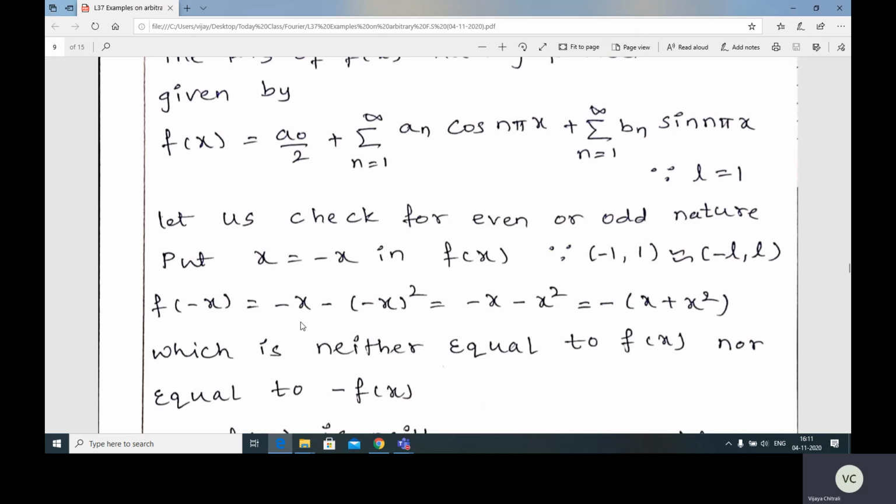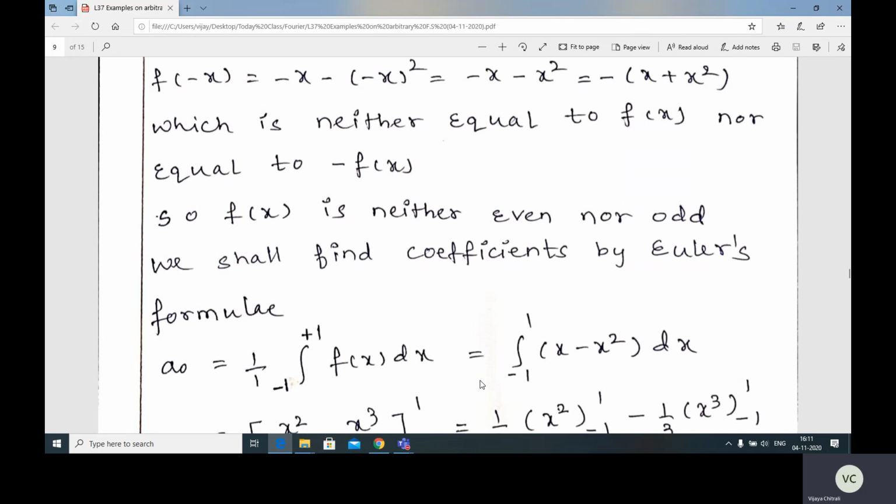Minus x raised to 2 is x square. So minus x square, take minus common, x plus x square. So which is neither equal to f of x nor equal to minus f of x, which means the given function is neither even nor odd. So we shall find the coefficients by using Euler formulae.